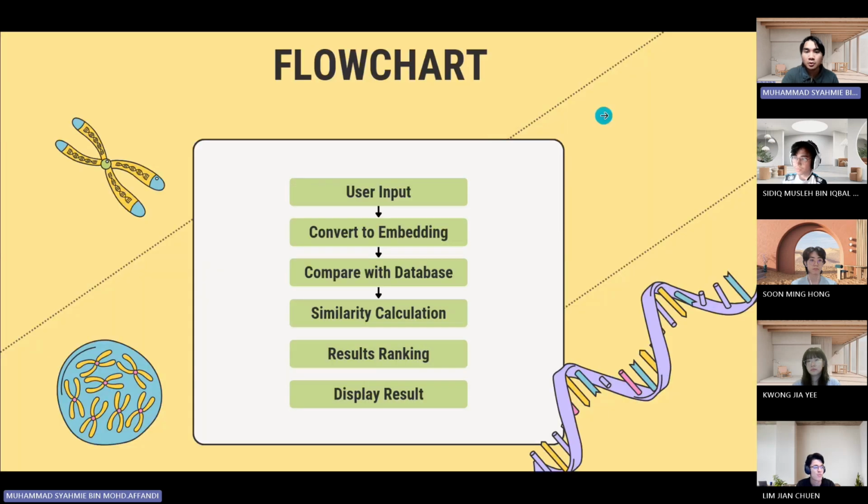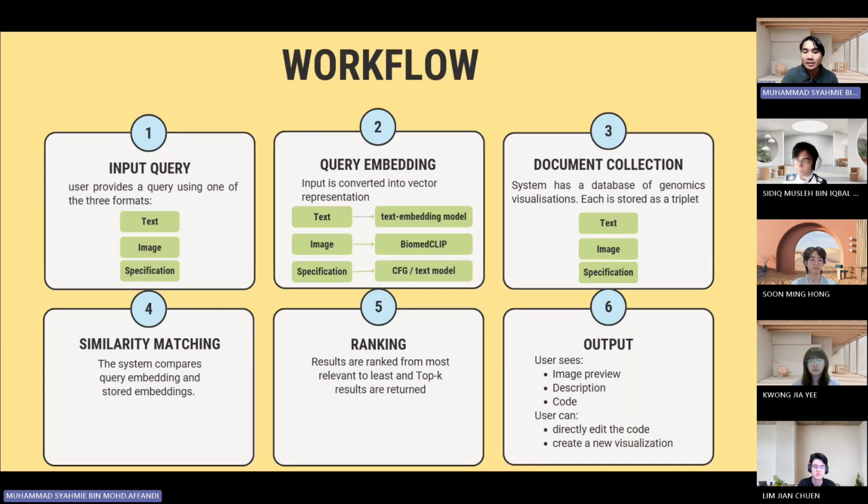In terms of the workflow, as you can see here, this is the overall flow of the process. Next, we'll get into the details. First, the user can input a query using text, image, or description. Then the system will convert the input into an embedding, which is a vector representation. It then compares this embedding with the stored dataset using similarity measures and ranks the results. So the most relevant visualizations are returned to the user.